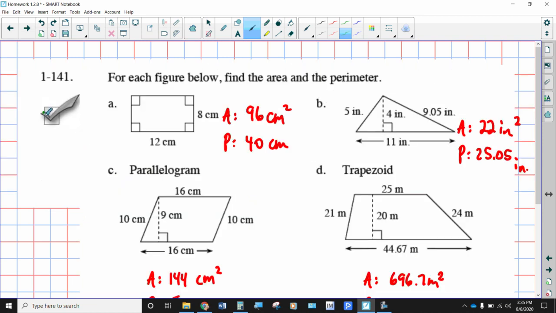And now, this is what we call a checkpoint problem. What this means is that at this point in 7th grade math, by the end of chapter 1, you are expected to have mastered the ability to find the area and perimeter of rectangles, parallelograms, trapezoids, and triangles. You should know what the formulas are, and you should be able to use those formulas properly.